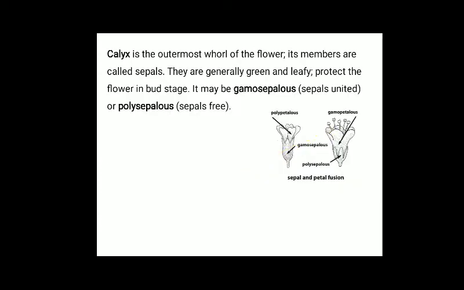Then we move on with four whorls. The first whorl is calyx, which is the outermost whorl of the flower. Its members are known as sepals. They are generally green, leafy, and protect the flower at bud stage. The calyx is comparatively smaller when we compare with corolla. If the sepals are fused, we call them gamosepalous, that is, calyx consists of fused sepals, or if sepals are free, we call them polysepalous condition.